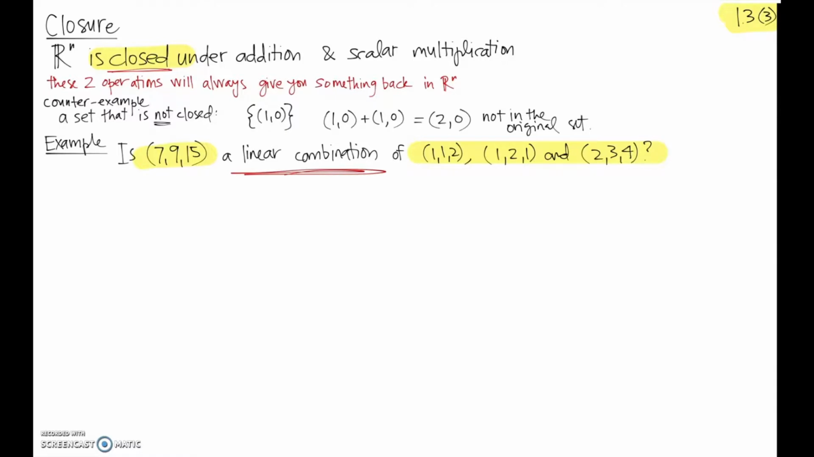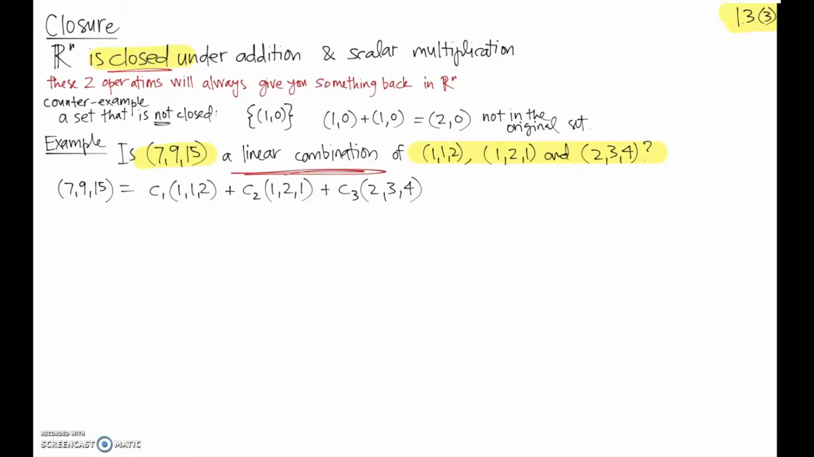So if it is a linear combination, it means that this is equal to some multiple times this, plus some multiple times this, plus some multiple times this. And the way that that would look in an equation is that 7, 9, 15 is equal to some constant, we'll call it C1, times 1, 1, 2, plus another constant, we'll call it C2, times 1, 2, 1, plus some constant C3 times 2, 3, 4. So if it's possible, then this equation has to be solvable.